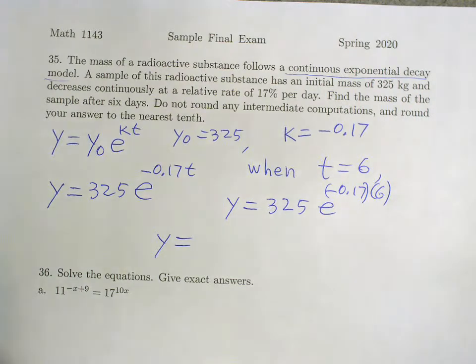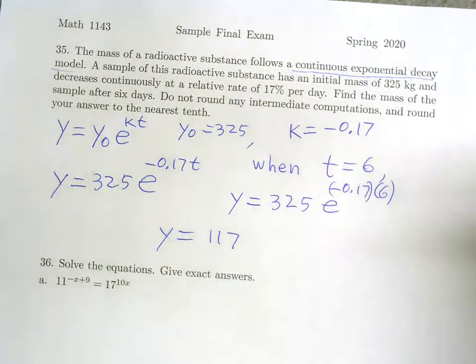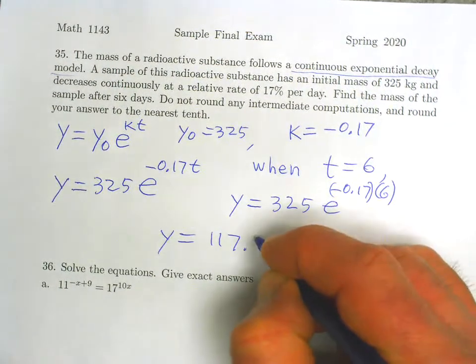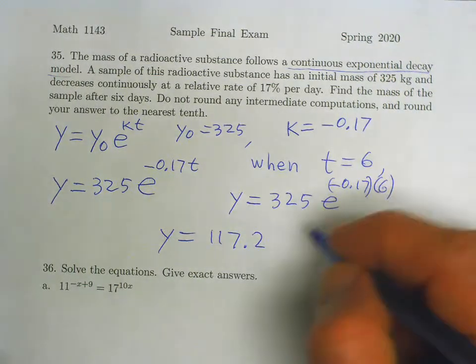Okay, so if I did it correctly, I get 117.19. So if I round it to the nearest tenth, I get 117.2 kilograms.